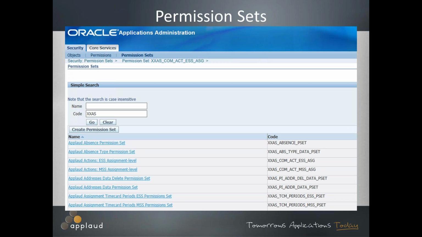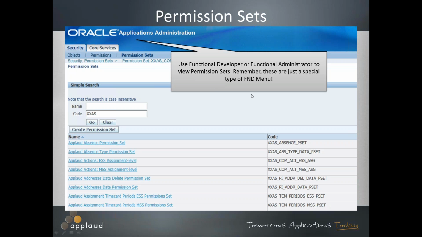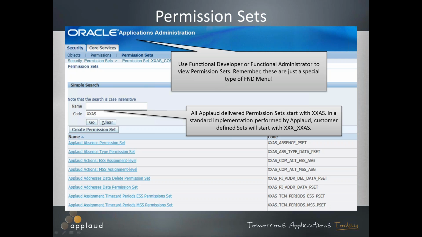So in terms of how that looks in Oracle, the screen's very easy. You can access these screens through functional administrator or functional developer. Just remember they're just a menu basically, permission sets. And in here I've searched for all the permission sets that start with the code XXAS. Those are the ones that we ship. We recommend that if you create them, yours start with XXX to distinguish your ones from our ones. Again, we don't recommend that you change or use our permission sets because we might change those at any point in time.